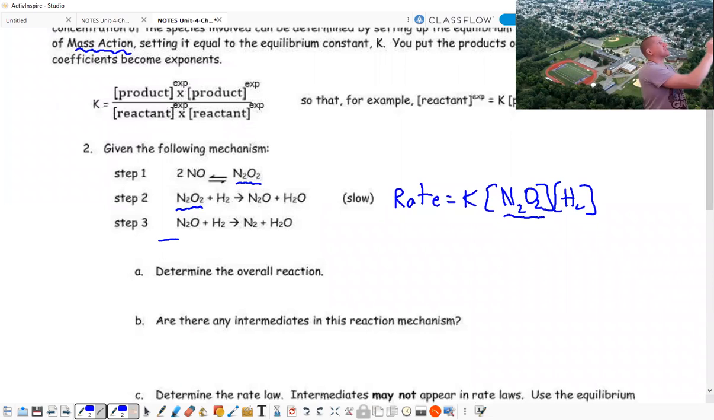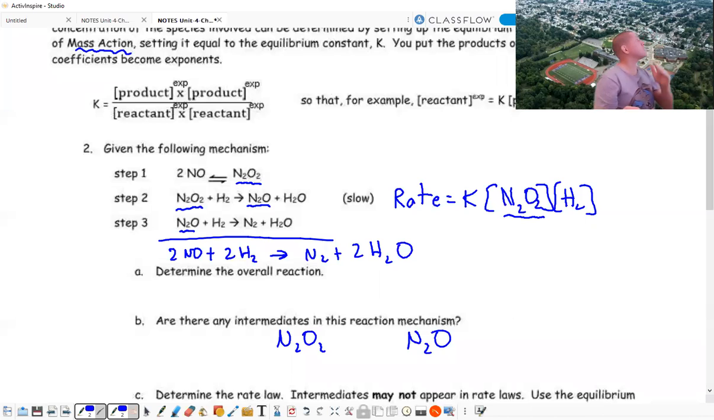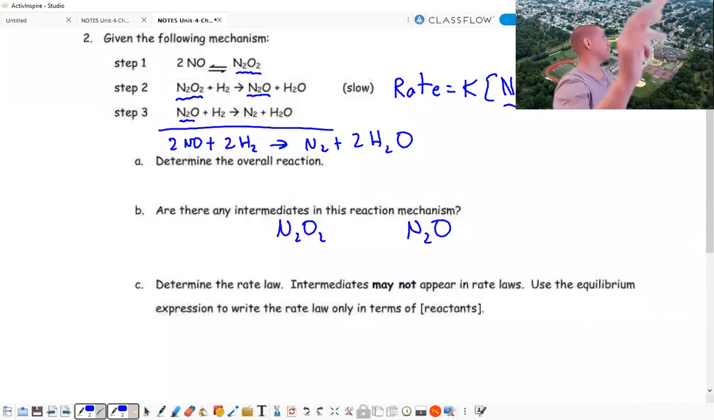All right, first, determine the overall reaction. I can see I have N2O2 being produced and then used up. I have N2O produced and being used up. And it looks like we're good now. So we have 2NO plus 2H2 yields N2 and 2H2O. Notice that gives us a balanced reaction: 2 N's, 4 H's, 2 O's on both sides. We're good. Are there any intermediates? Yeah, there sure are. We have N2O2 in the first step being used up in the second, and then we have N2O being produced in the second step and used up in the third.